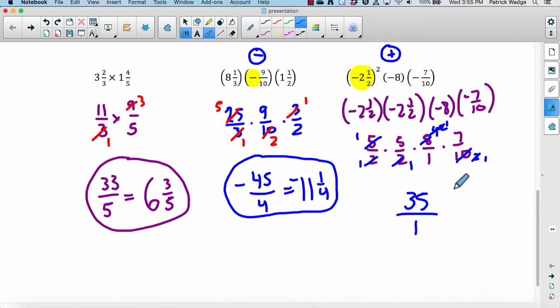You know how I'd love for you to write that if it's 35 over 1? Just write 35. And we already said it's positive, so we're done. Great, let's move on to division.